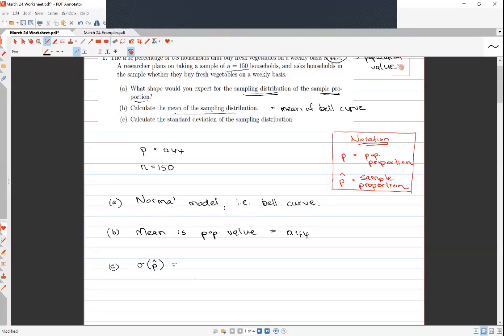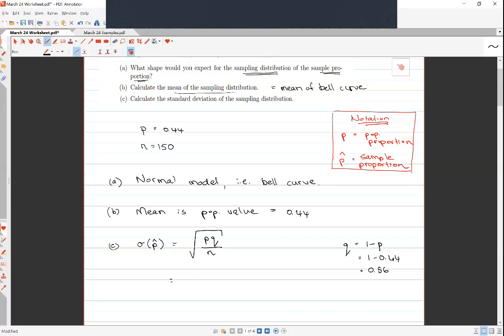So the formula here is square root of P times Q divided by N. And Q is just equal to 1 minus P. So in this case, 1 minus 0.44 is 0.56. So that's our value for Q. So the way we would do this calculation is we would take 0.44, multiply that by 0.56, divide all of that by the sample size, and then finally take square root.